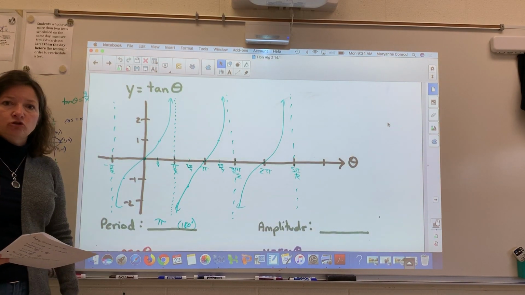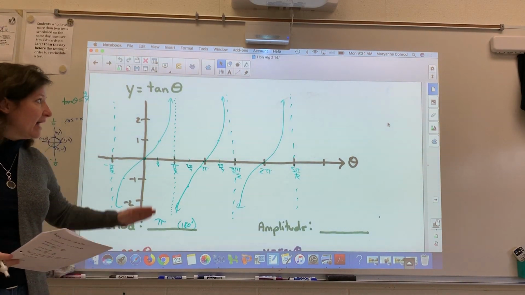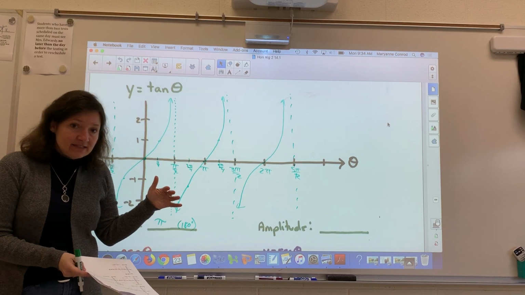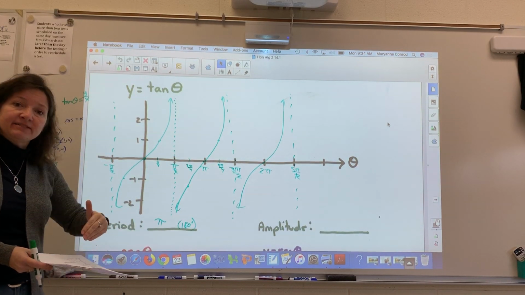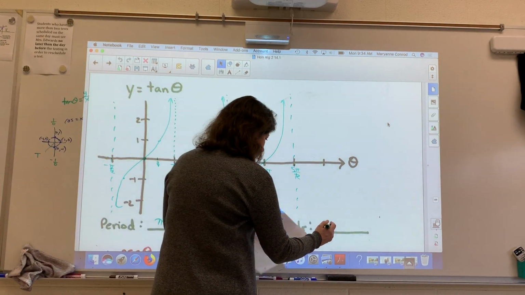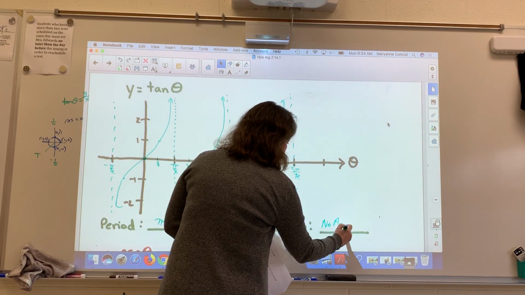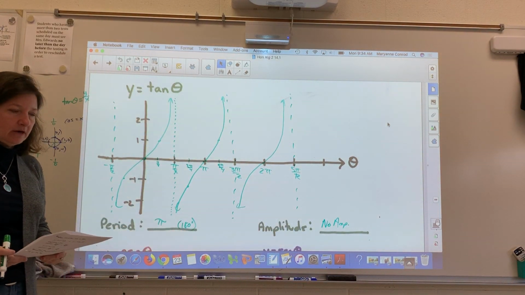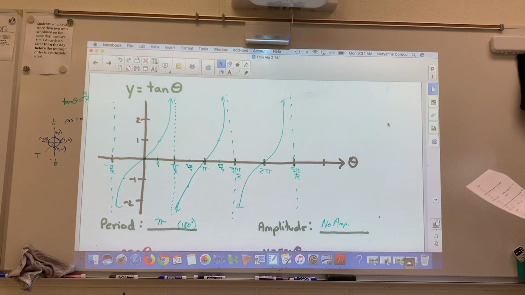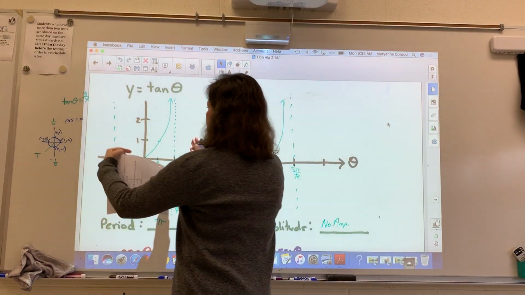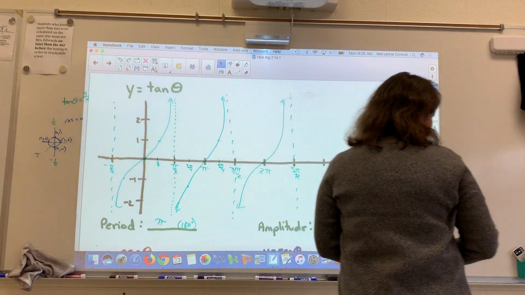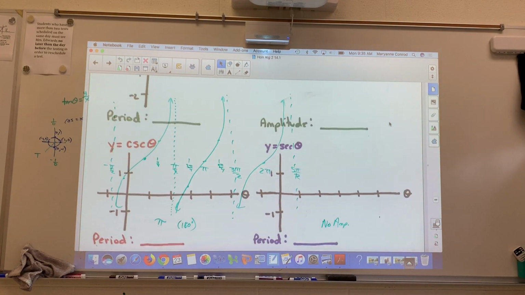My amplitude. Is there a maximum to this curve? No, there is not. It goes up forever. Is there a minimum? No, there is not. So there's no height to the tangent curve. There's no maximum minus minimum divided by 2 because there's no end going up, there's no end going down. So there is no amplitude. There is no maximum or minimum. Good. So let's move on to the reciprocal functions. You want to learn this tangent curve. Know what it looks like between negative pi over 2 and pi over 2, and from pi over 2 to 3 pi over 2. So let's move on to the reciprocal functions.